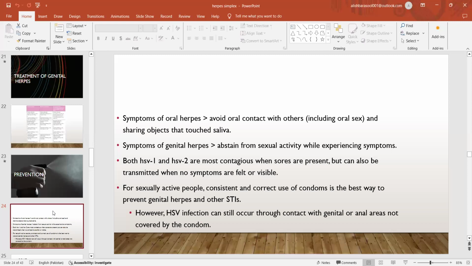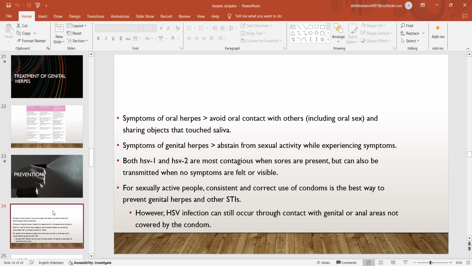Symptoms of oral herpes. Avoid oral contact with others, including oral sex and sharing objects that touch the saliva. Symptoms of genital herpes. Abstain from sexual activity while experiencing symptoms. Both herpes simplex virus 1 and 2 are most contagious when sores are present, but can also be transmitted when no symptoms are felt or visible.